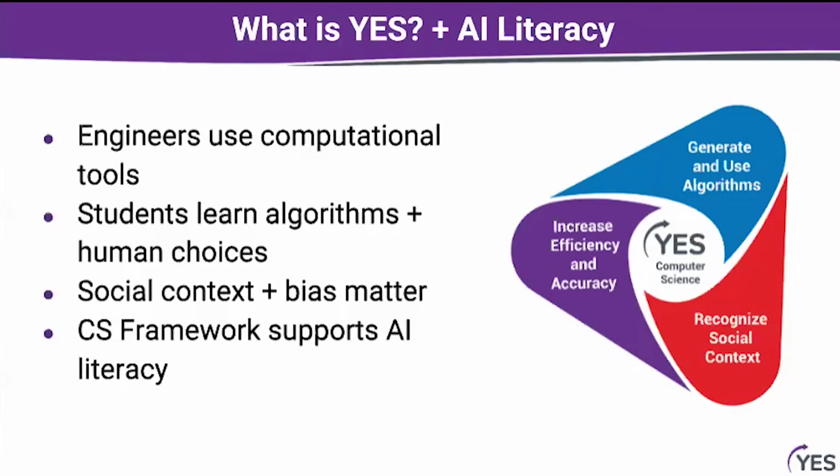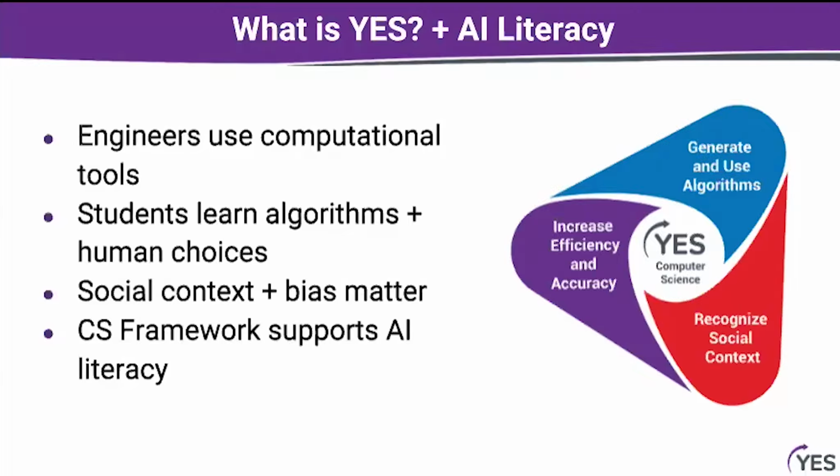So, why are we combining engineering and computer science? Well, a key part of engineering today does involve using computational tools. Engineers rely on tools like sensors, simulations, and machine learning models to work more efficiently, more accurately, and with better insight into complex systems. And the YES computer science framework shown here on the screen reflects this and provides the basis for all of our computer science modules, and it focuses on three key big ideas. One of which, in the purple, is increase efficiency and accuracy, which just means we're using these computational tools to extend what humans can do.